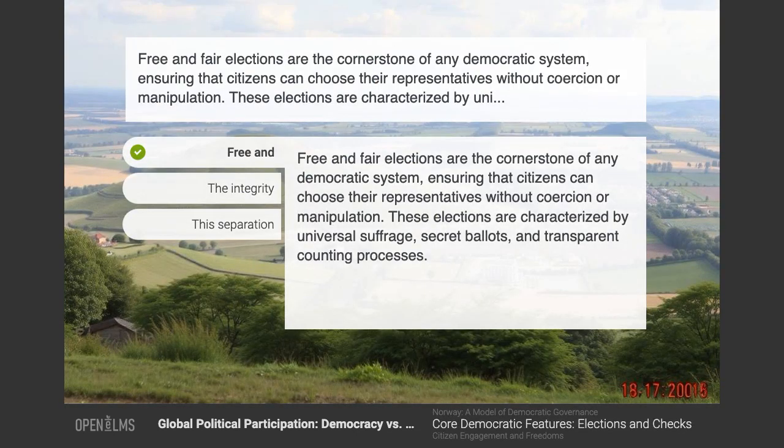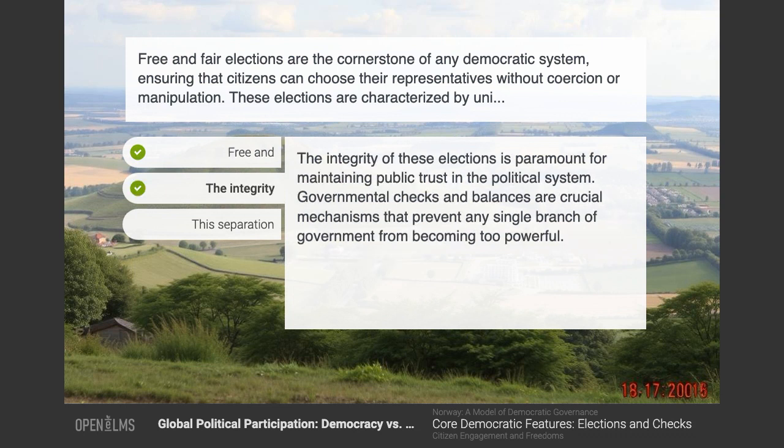Free and fair elections are the cornerstone of any democratic system, ensuring that citizens can choose their representatives without coercion or manipulation. These elections are characterized by universal suffrage, secret ballots, and transparent counting processes. The integrity of these elections is paramount for maintaining public trust in the political system.